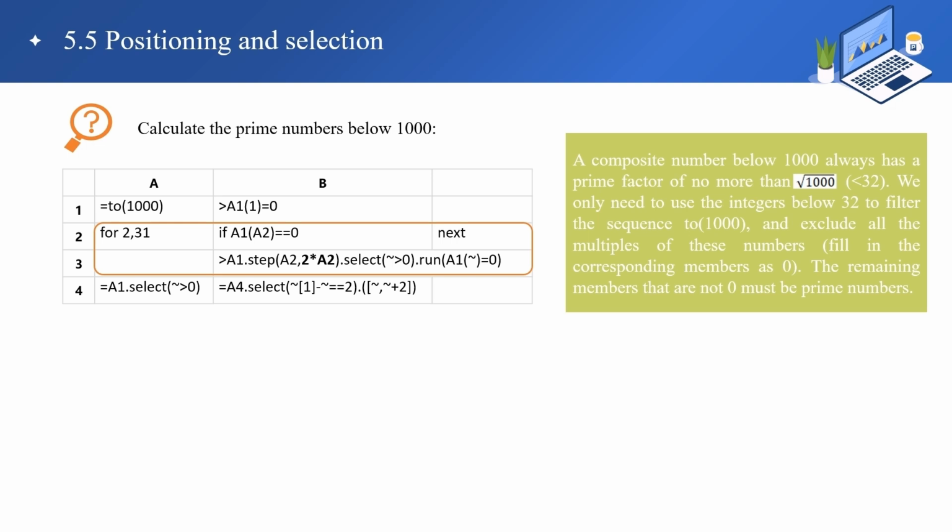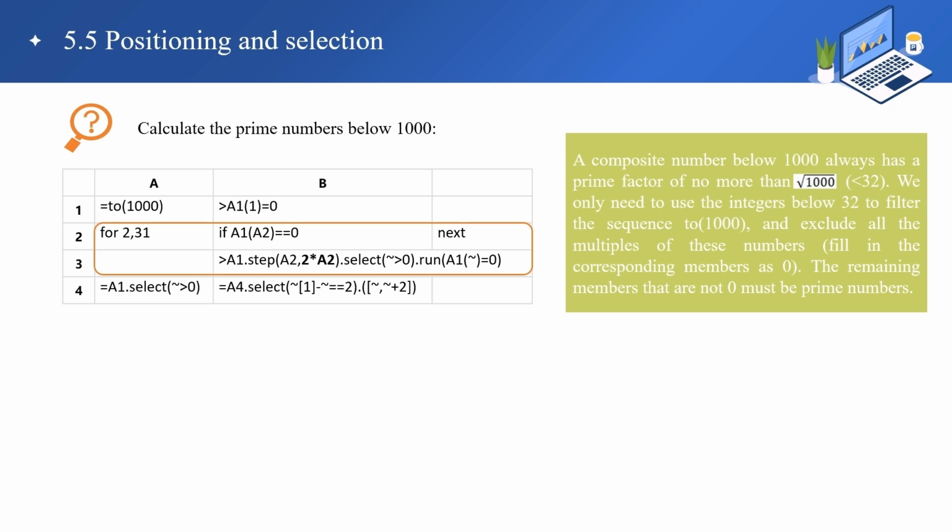The members in these positions are multiples of A2, that is, composite numbers. Set the members in these positions to 0, and then enter the next round. At the end of the loop, select the remaining non-zero members, which are all prime numbers.